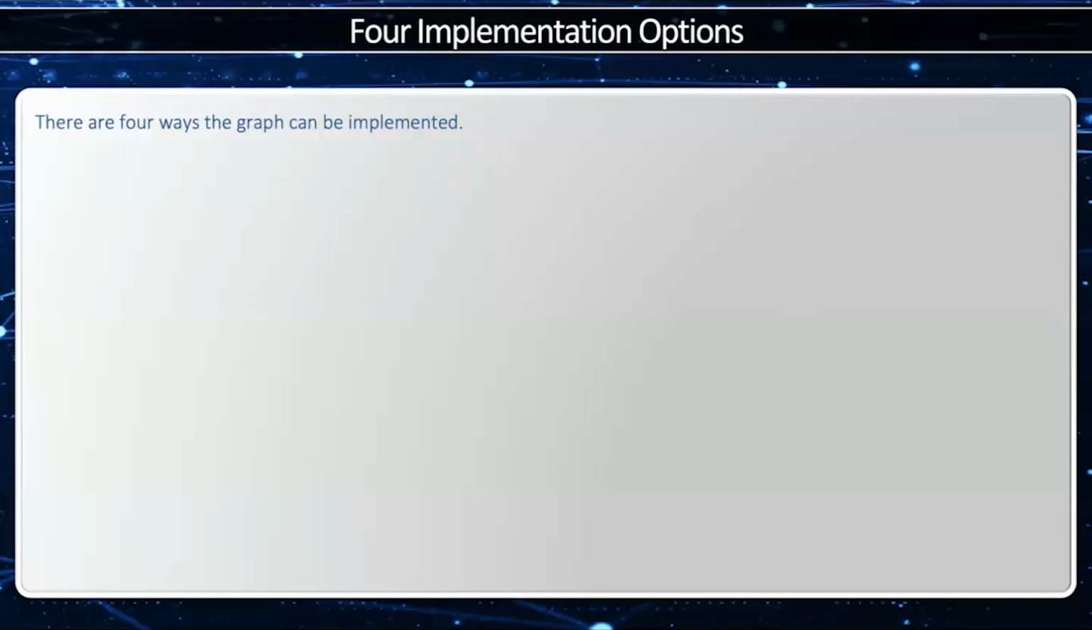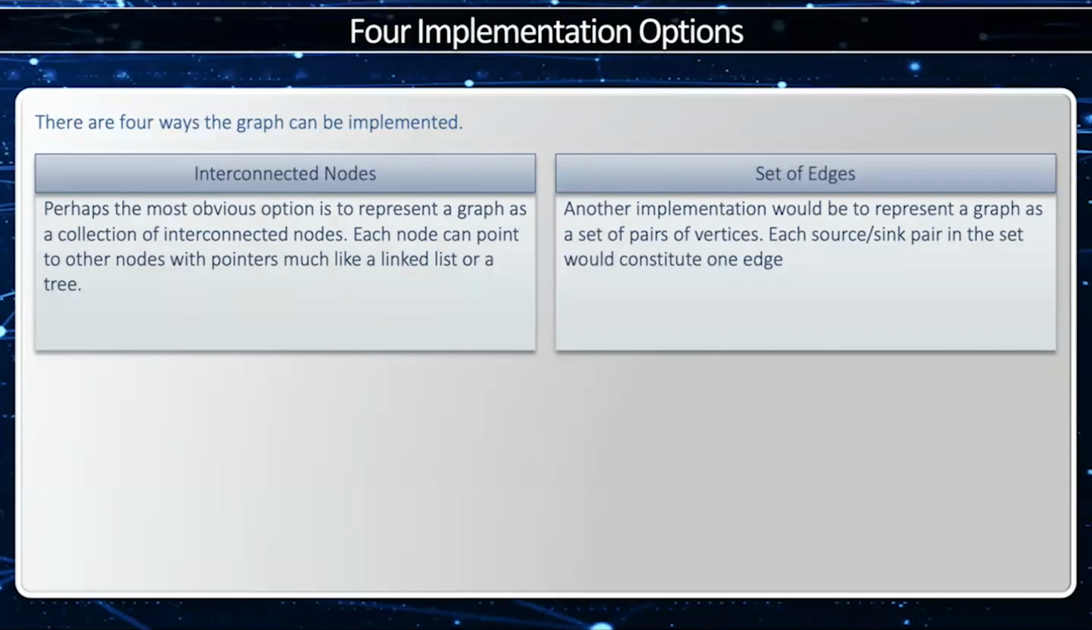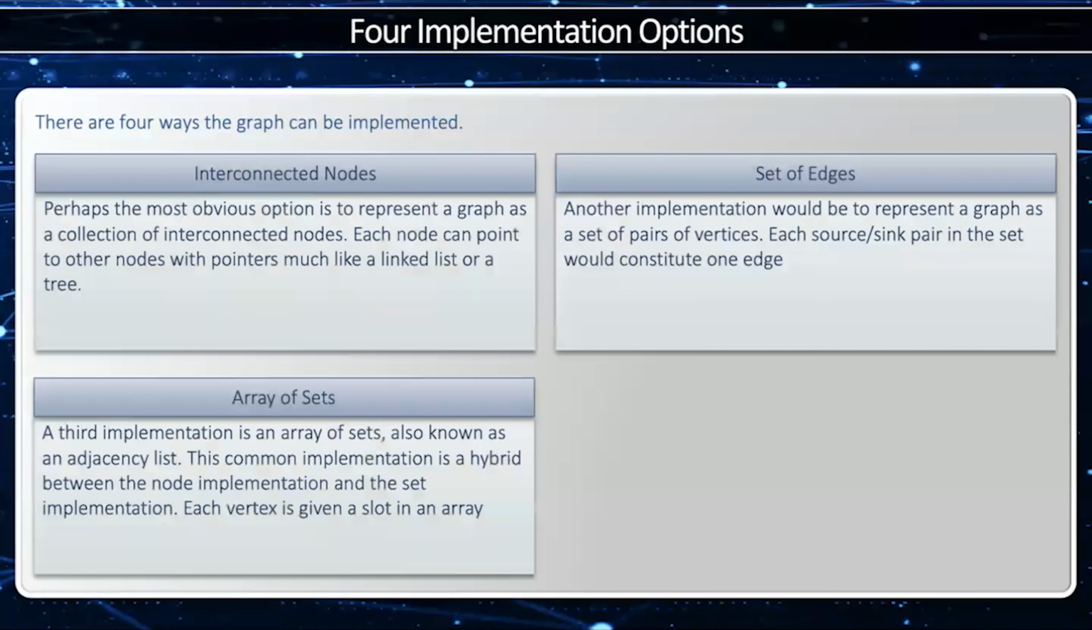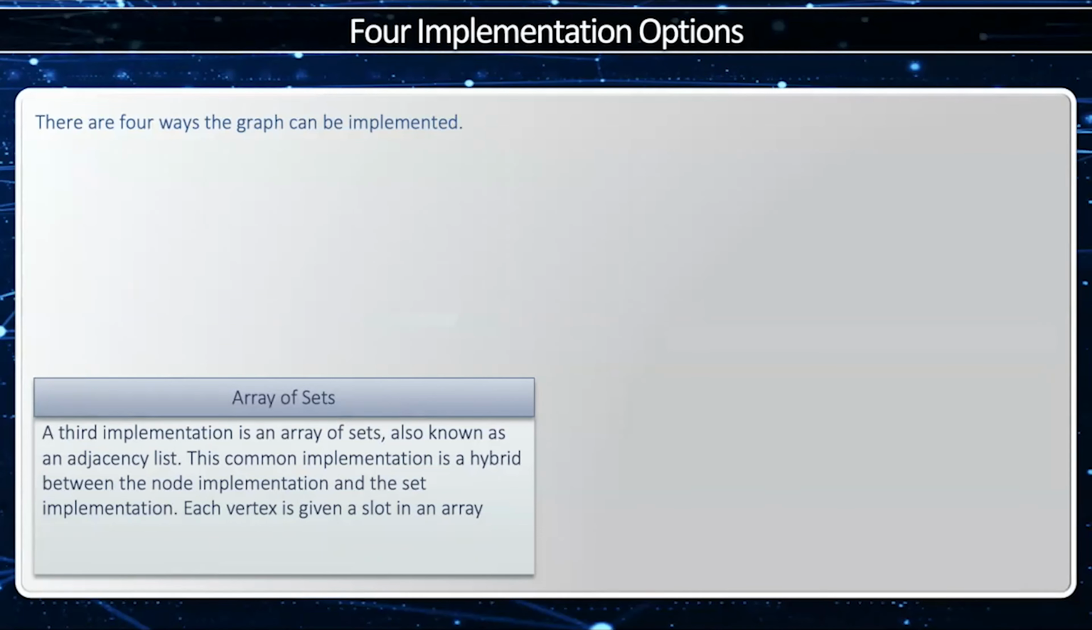There are four implementation options for the graph. The first one is interconnected nodes, which is sort of like a linked list. The second is a set of edges, where every element in the set is a source-sink pair. The third is an array of sets, which we'll talk about today. And the fourth is a grid, where the horizontal axis is the source, the vertical axis is the sink, and if there is a true in that source sink location, then there's an edge there. We're going to talk about the array of sets today.